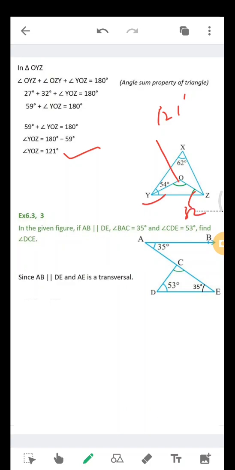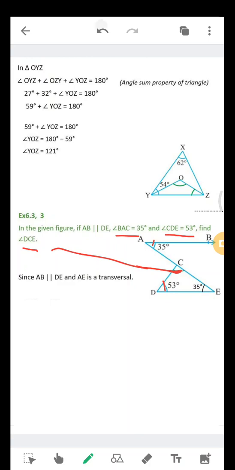Now let's go for the next, third question of exercise 6.3. In this question you can see the figure is given and a few angles are given and we have to find the missing one. In the figure, AB is parallel to DE. These two are parallel lines, so I can use corresponding angles or alternate angles axiom here easily. So angle BAC is given to us as 35, angle CDE is given to us as 53. We have to find angle DCE. This angle we have to find, okay?